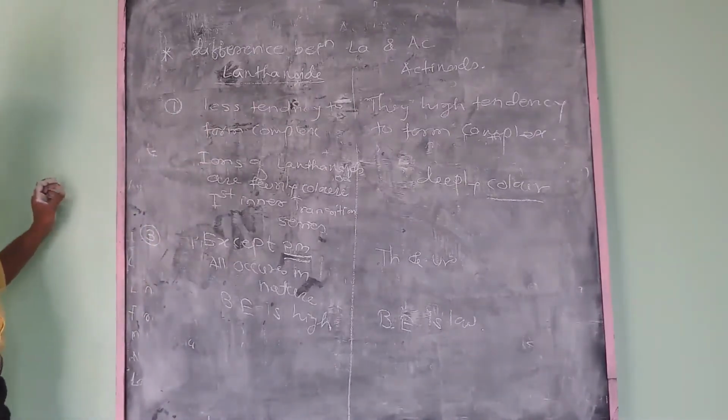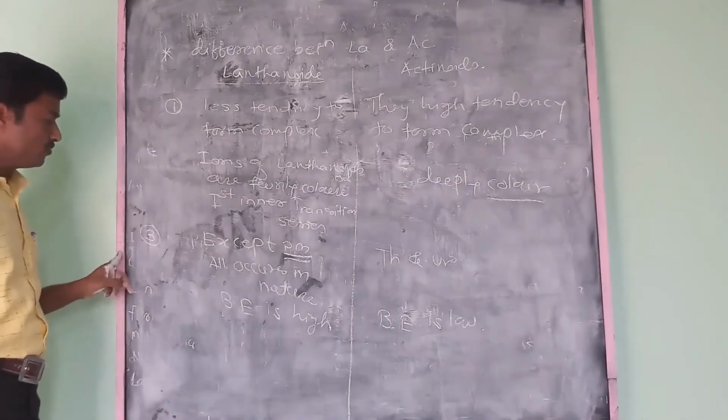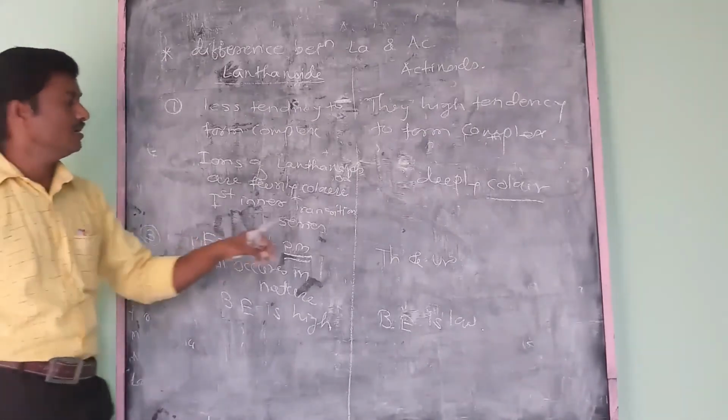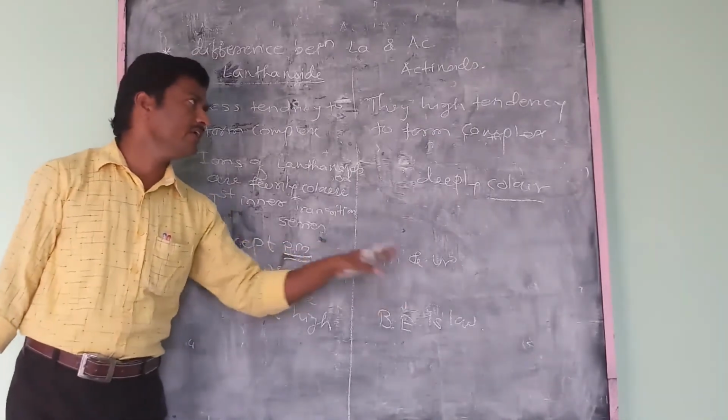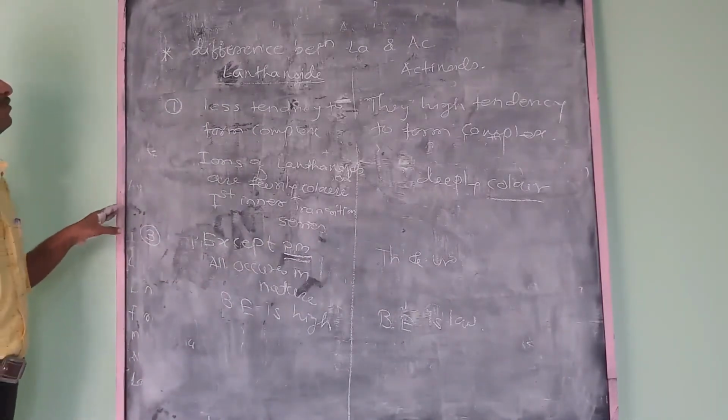Third point: except promethium, all elements in the lanthanoids occur in nature, but in the actinoids only thorium and uranium occur in nature, and the others are man-made or prepared in the laboratory.